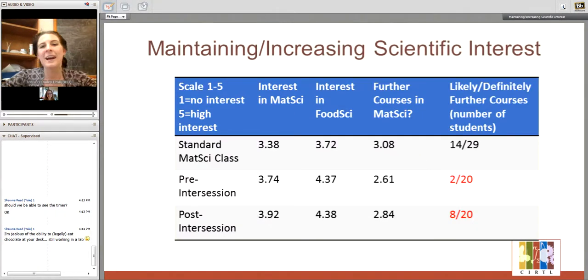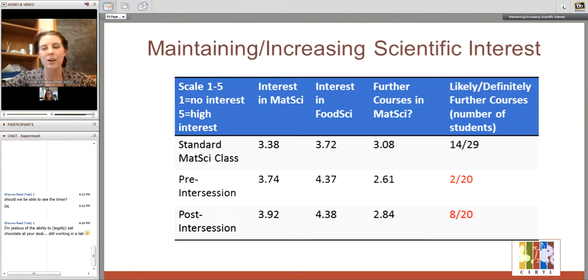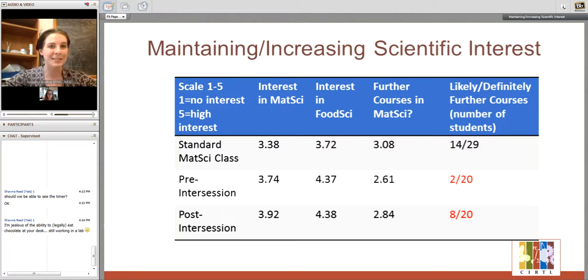Okay, so then I asked how their interest in material science and food science changed over time. The interesting thing was after the full 1-credit material science course in chocolate, we went from 2 out of 20 students saying that they would likely take further courses in this engineering field to 8 out of 20 saying that they would take further classes in it. And we even had one student who came up and talked to me for a while and ended up switching majors to material science because they were so interested in the topic after it was approached in a food science manner. So that was really exciting.